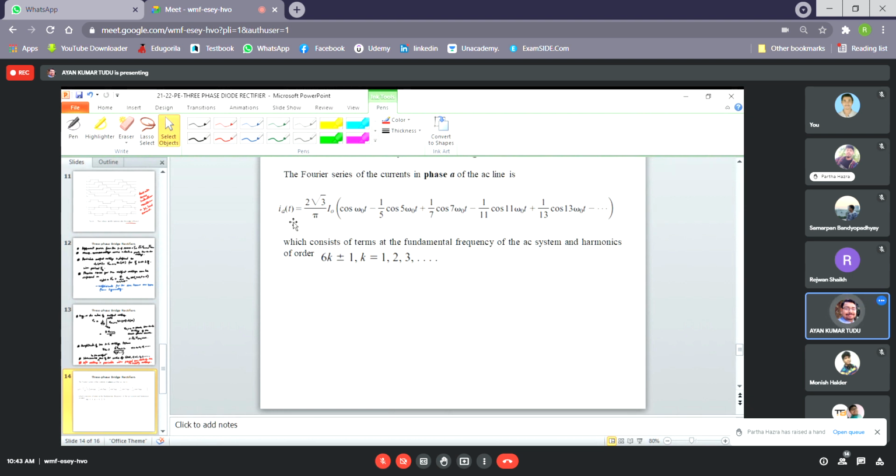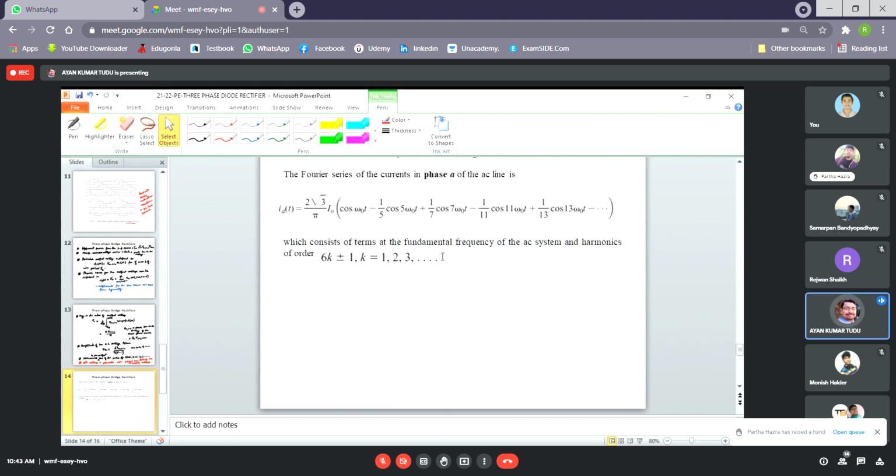Here also we have IA equal to 2 into root over 3 by pi into I0 cos omega naught t minus 1 by 5 cos 5 omega naught t plus 1 by 7 cos 7 omega naught t, and so on. Which consists of the terms at the fundamental frequency of the system and the harmonics of the order of 6k plus minus 1, where k equal to 1 to 3.